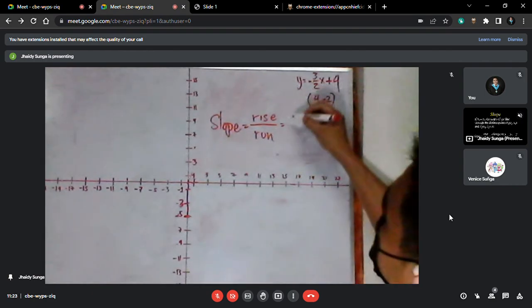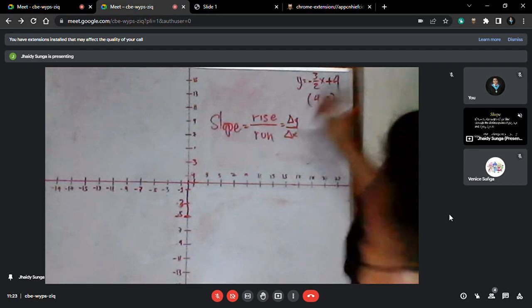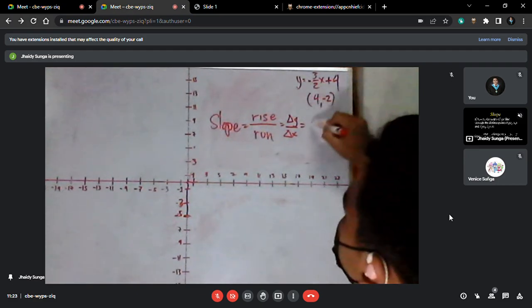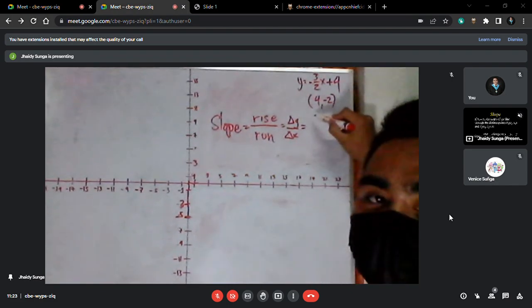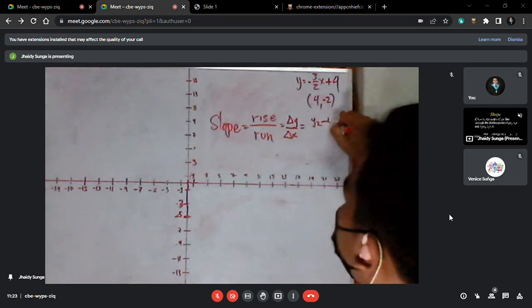Alright, so it is the delta y over delta x. So what is the formula of delta y over delta x? The formula of delta y is y sub 2 minus y sub 1.